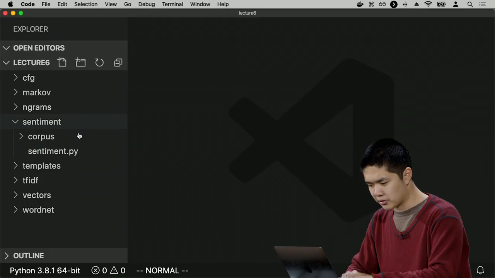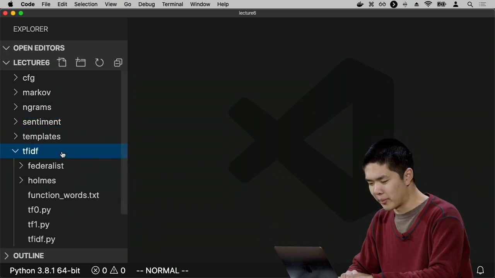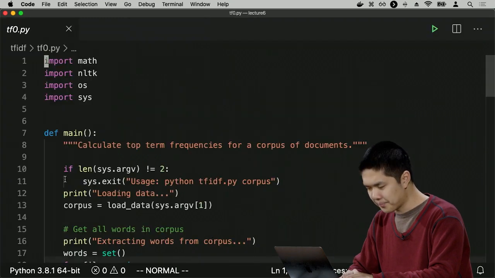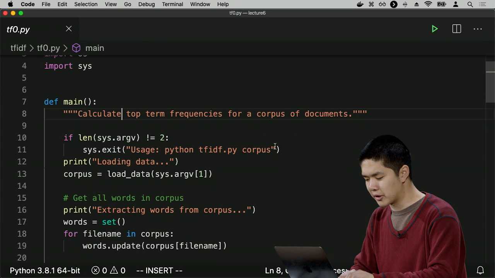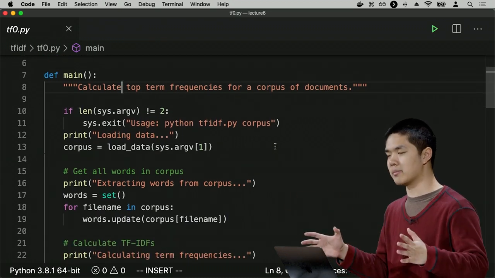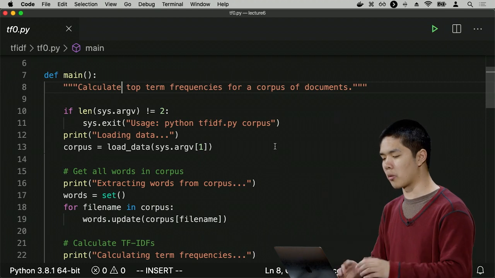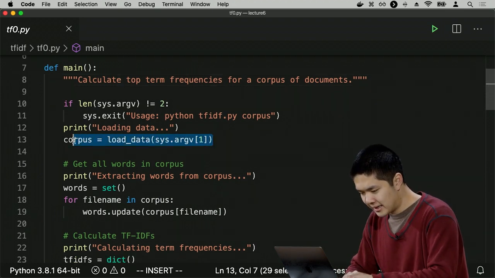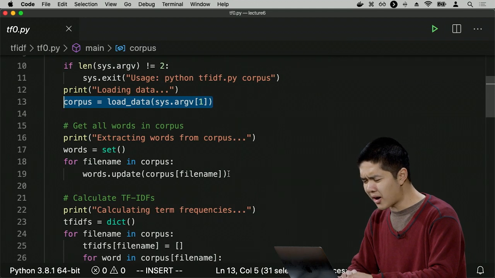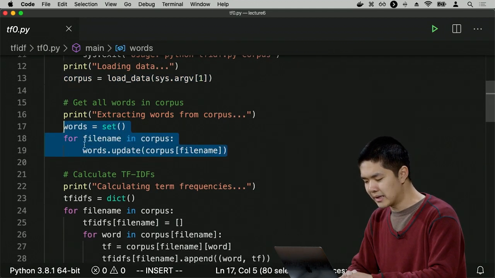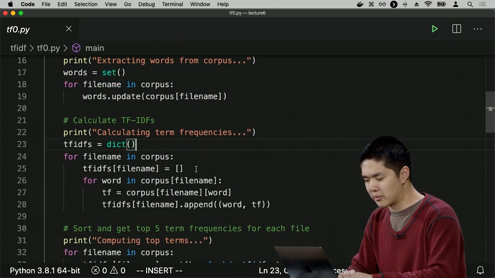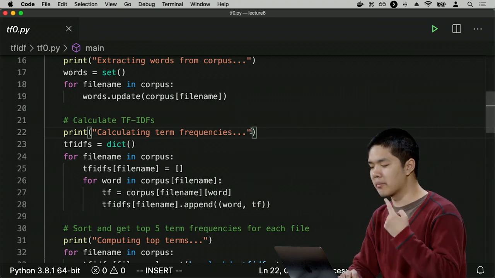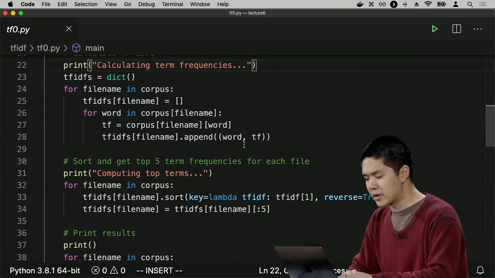We'll do so by looking at term frequency, by looking at what are the words that show up the most often. I'll go into the tf-idf directory. You'll see why it's called that in a moment. But let's first open up tf0.py, which is going to calculate the top 5 term frequencies for a corpus of documents, where each document is just a story from Sherlock Holmes. We're going to load all the data into our corpus, figure out what all of the words are that show up inside of that corpus, and calculate how often each of these terms appears inside of the document. And we'll print out the top 5.